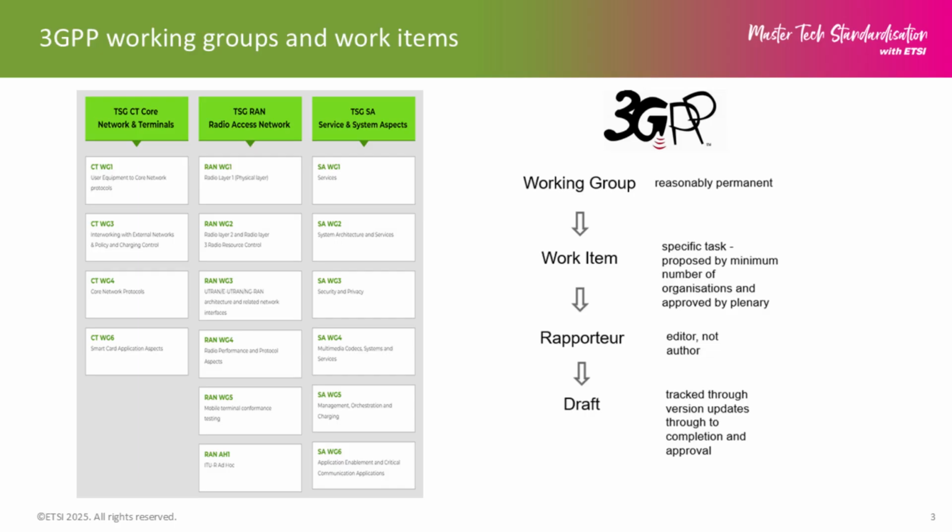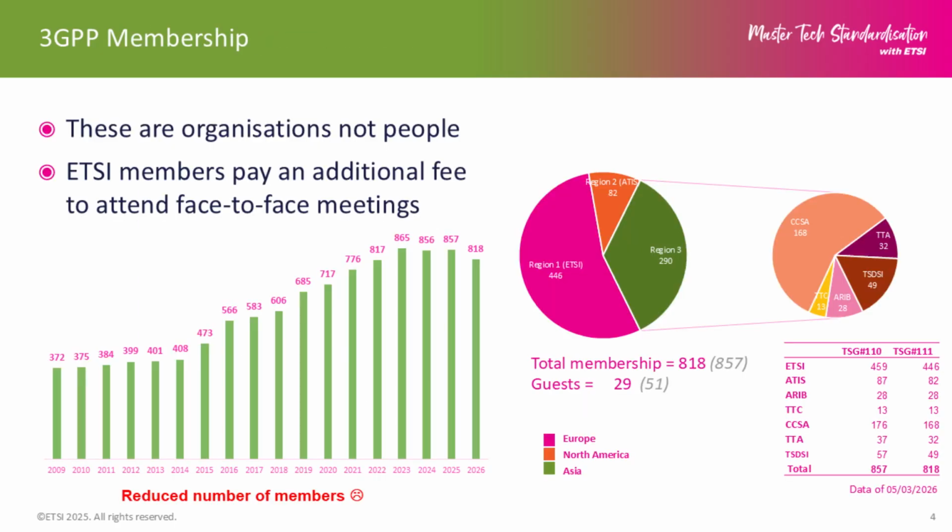3GPP work in a very similar way to ETSI. We have work items, and from these specifications are written. One thing to note is that there's a large number of individual members who take part in these discussions. As you can see from ETSI, there are about 446 members. The first thing to note here is that it's actually a lot lower than the total number of ETSI members, so not all ETSI members take part in 3GPP. Other organisations are also taking part.